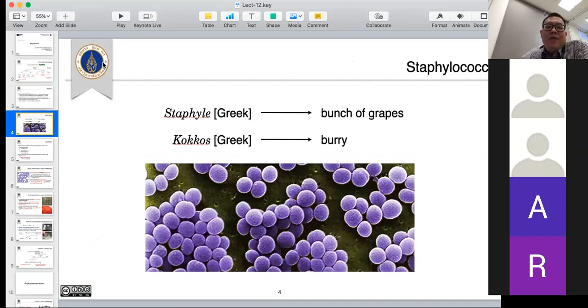So staphylococci, by the name, staphyli means grape, like a bunch of grapes. This is fake color, okay? But coccus means berry. Staphylococci means cocci arranged in a grape shape.